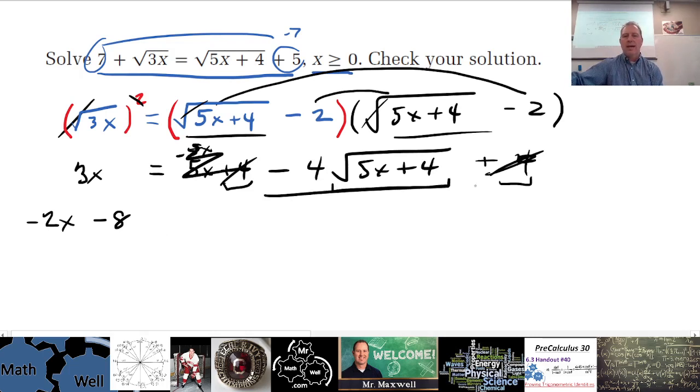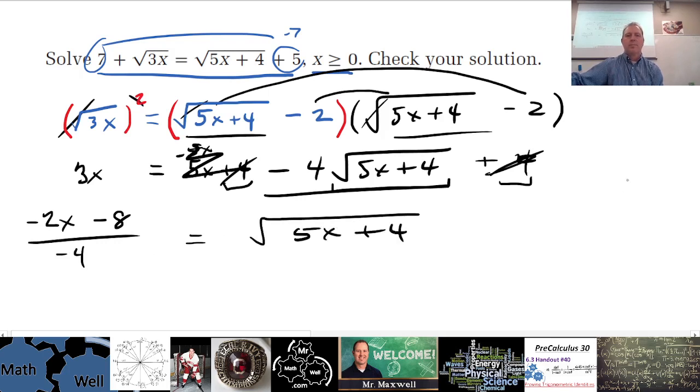Okay, so let's divide everything by negative 4 now. And that's going to leave me this, root 5x plus 4. And yes, you can simplify some things here if you want. That would be probably a good idea.